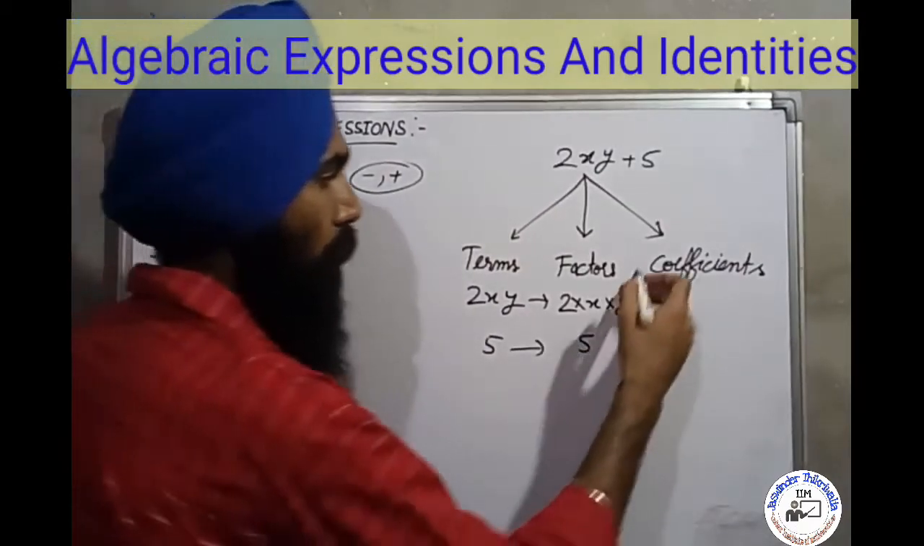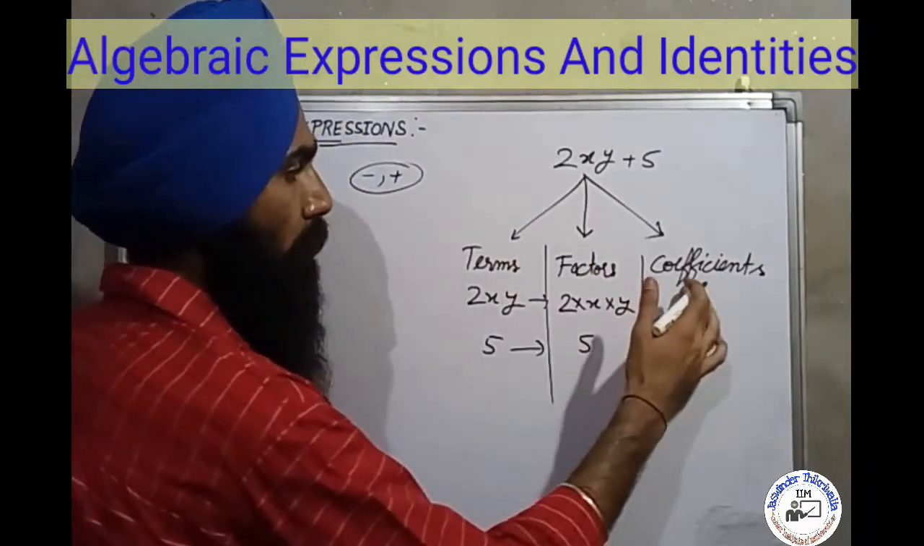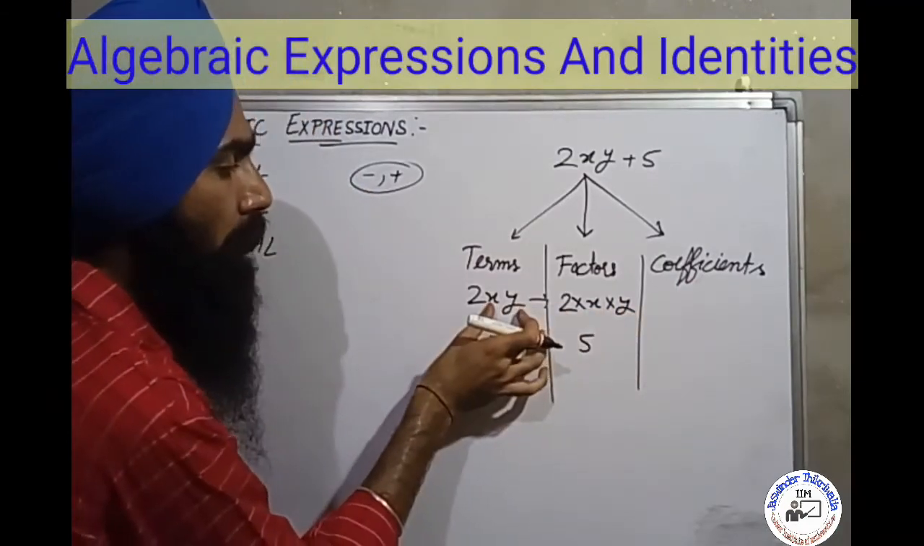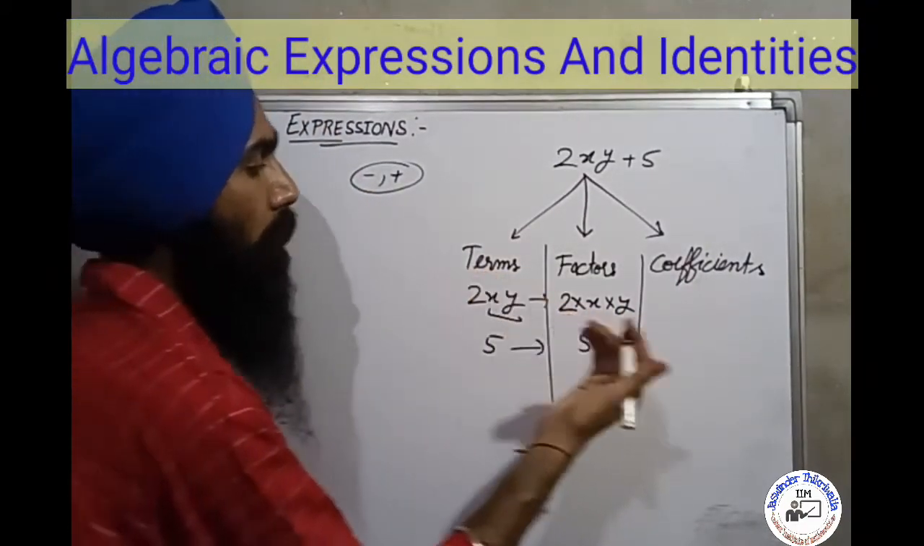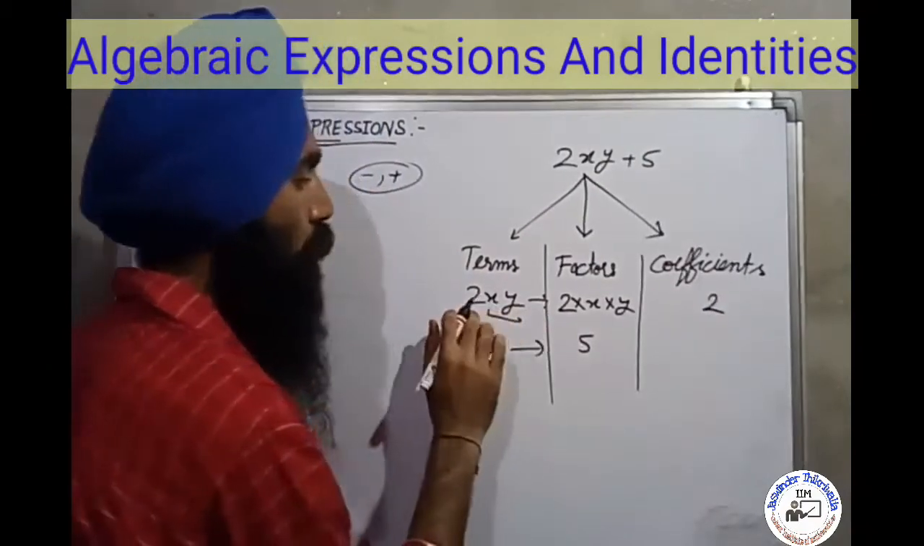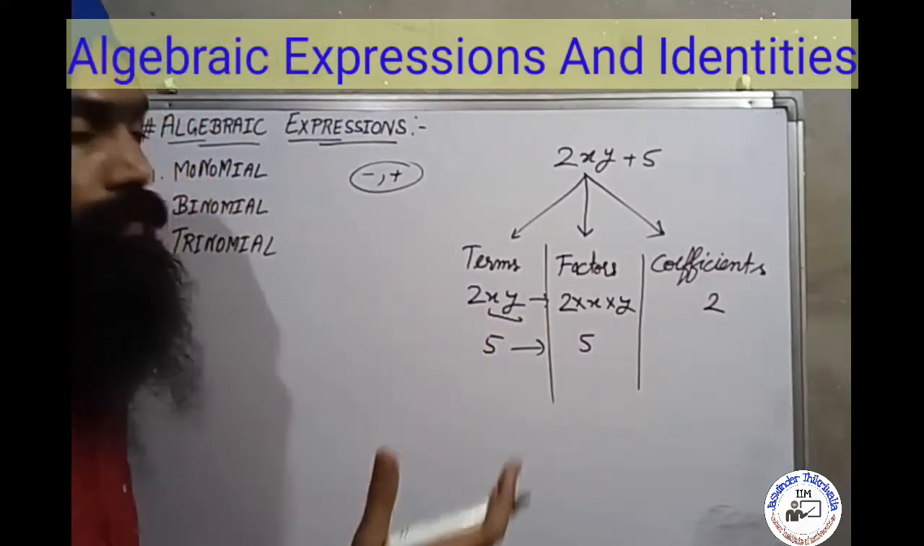Then coefficient. Coefficient means what is with xy. With xy there is only one coefficient, that is 2, because with xy there is coefficient 2.